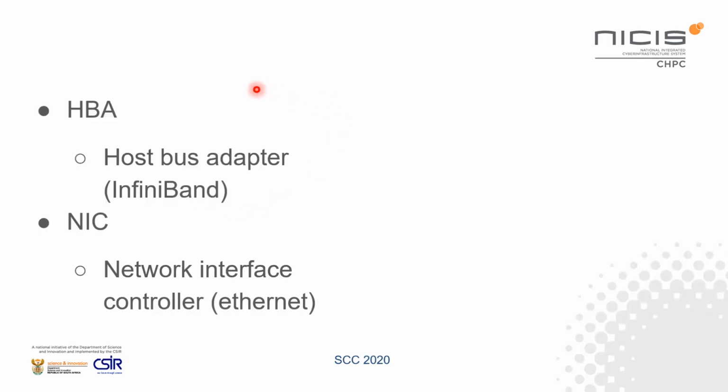You'll also come across the terms HBA, which stands for Host Bus Adapter, which is related to an InfiniBand type of connection, which we'll talk about later, and a NIC, which is an abbreviation for a Network Interface Controller, which is related to Ethernet devices.